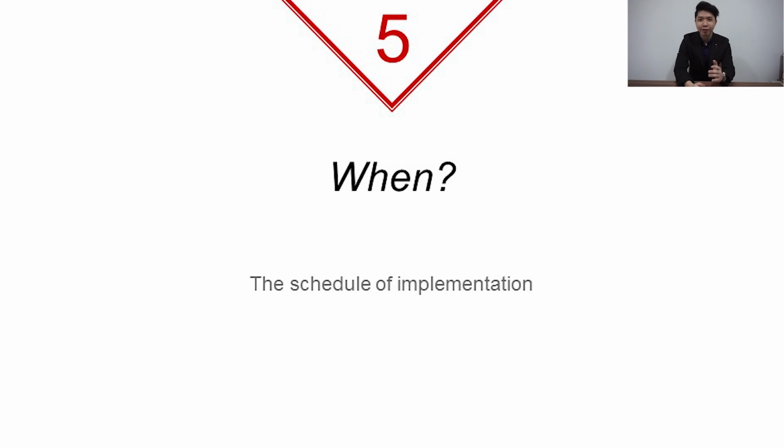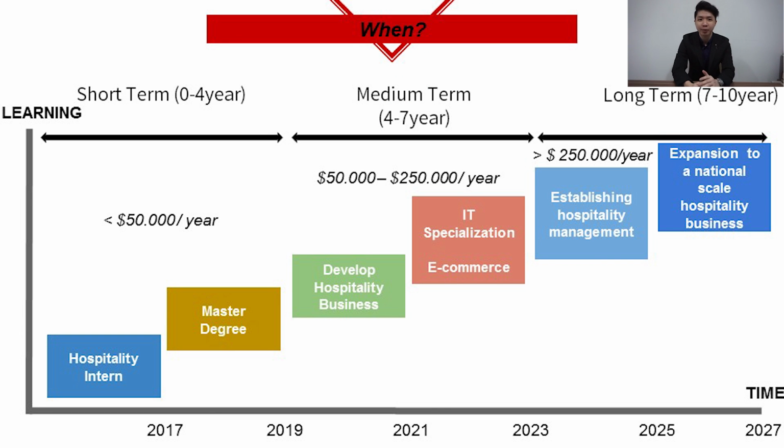In the when section, I have developed my future implementation schedule. I divided my plan into short term, medium term, and long term. In the short term, I will become a hospitality intern in one of the leading hospitality management companies in Indonesia in 2017. While in 2019, I am planning to graduate from a technology-based master's degree and am targeting to receive an income of up to $50,000 per year.